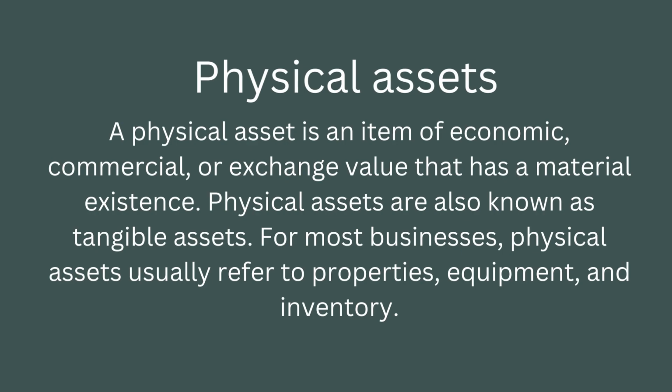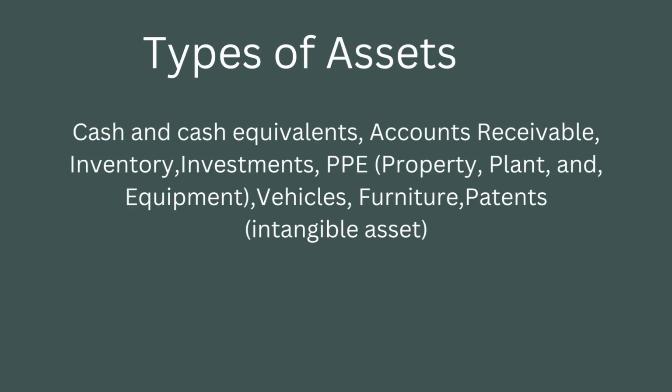Okay, we have types of physical assets. We have cash and cash equivalents. We have accounts receivable. We have inventory. We have investments. We have property, plant, and equipment, otherwise known as PPE. We have vehicles, furniture, and patents.